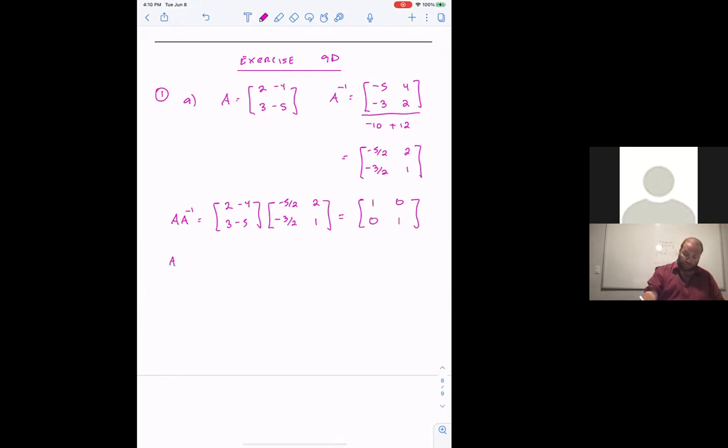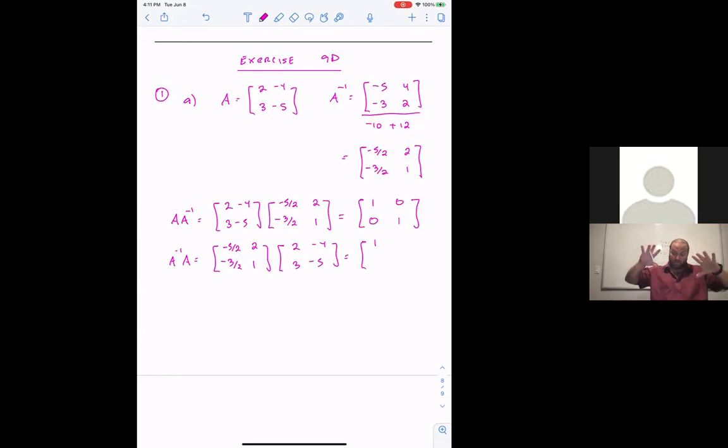That direction works. Then we do A inverse times A, which is the reverse direction. It's got to be true for both. Negative 5 over 2, 2, negative 3 over 2, and 1, with 2, negative 4, 3, negative 5. Negative 5 plus 6 is 1. 10 minus 10 is 0. Negative 3 plus 3 is 0. 6 minus 5 is 1. Hey, this is a 2 by 2 identity. This is a 2 by 2 identity. A works. B.